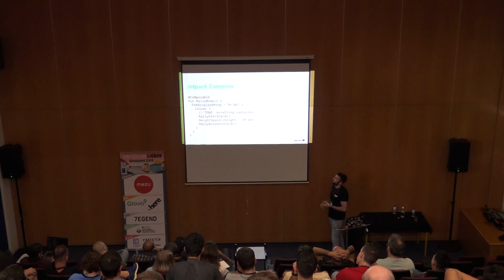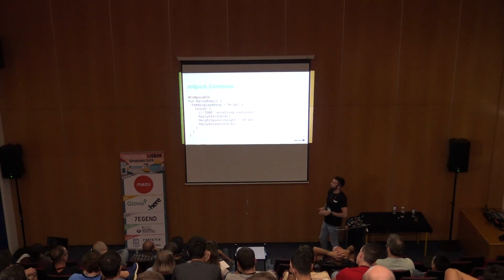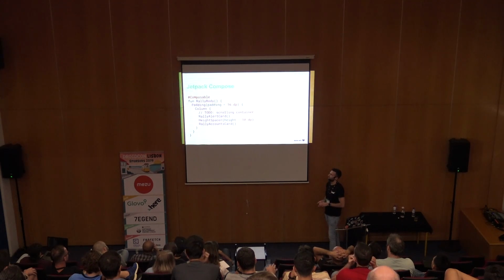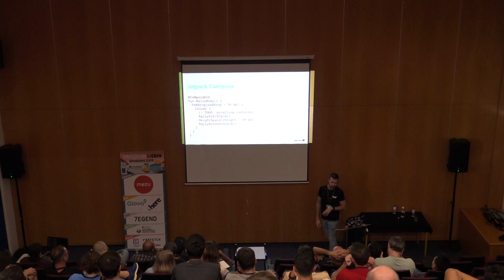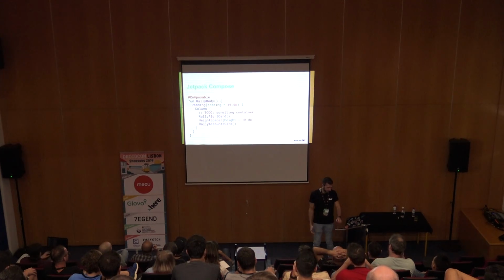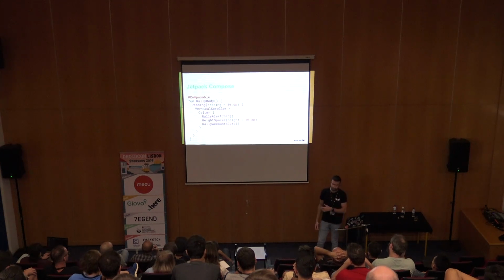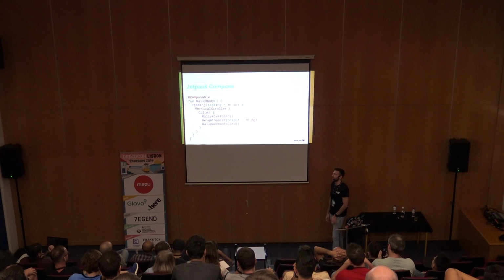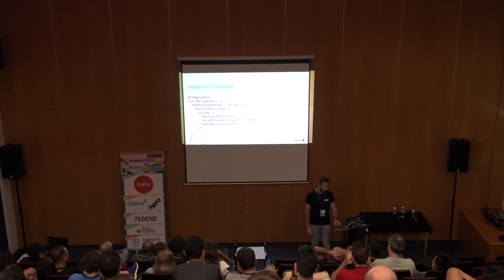So this was the state of Jetpack Compose the day after they released it. There was nothing like a scrolling container. That means that if your content was higher than the screen, the user wouldn't be able to see it. As of now, there is a vertical scroller. The amount of work done in the 2 months since they released it is really, really huge. They're working hard on Jetpack Compose.